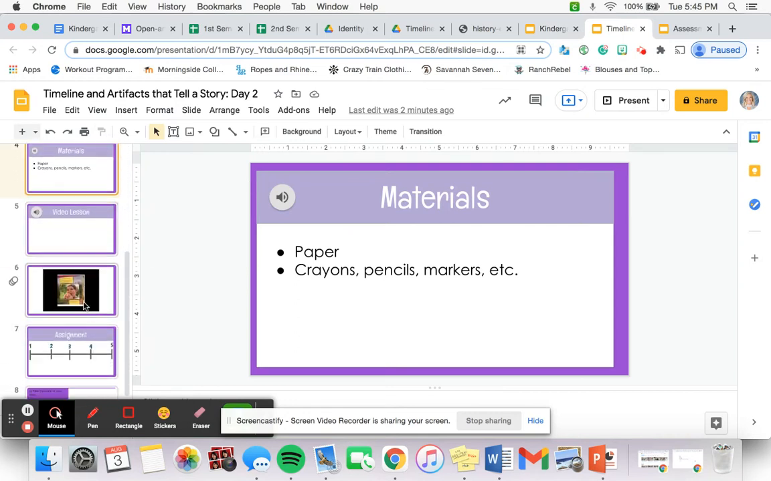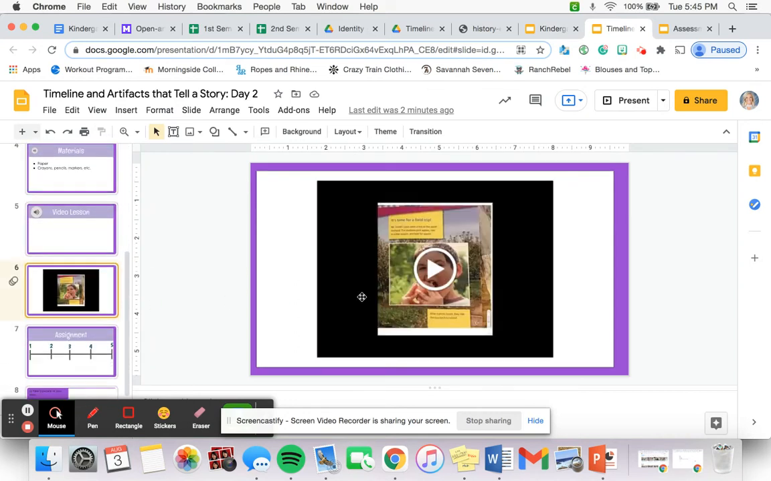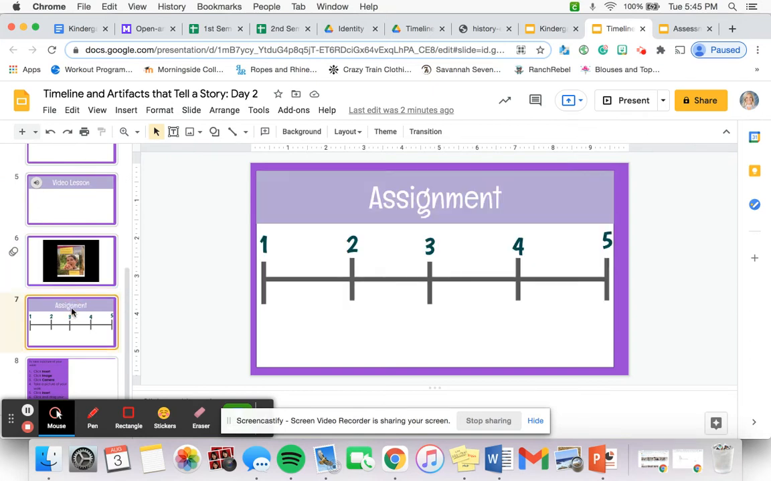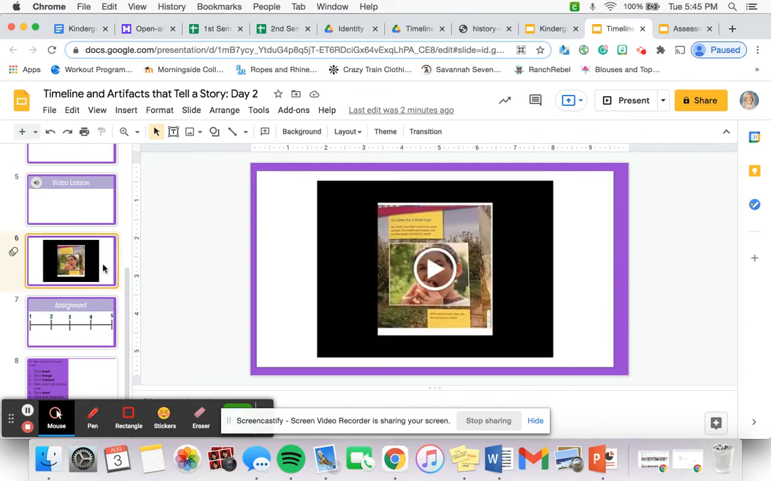So today I have a story for us to read or listen to called Timelines. And this is going to give us a lot of different examples of a timeline. When we're done, you are going to be putting your own timeline together, starting from when you are 1, 2, 3, 4, and now you are probably 5. All right, so again, we're going to watch the story called Timelines, and then you are going to create your own timeline. Get ready to listen.